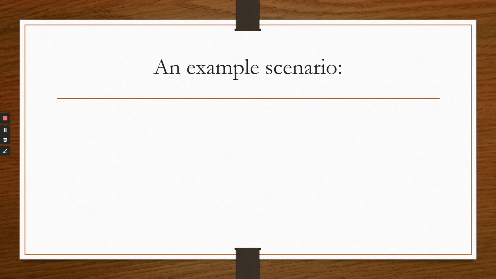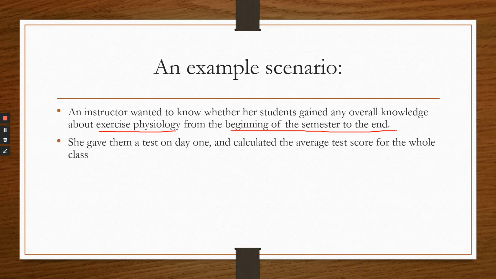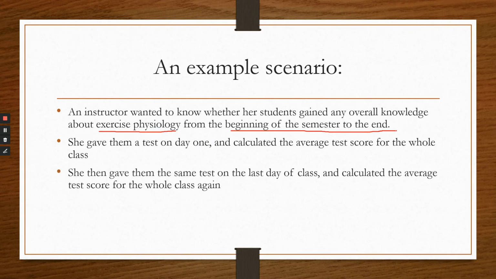Let's give you an example here. What if an instructor wanted to know whether her students got any smarter about exercise physiology from the start of the semester to the end? I actually do this in special pops. I give them a pre-test at the beginning of the semester, and then I give them a post-test to see what they've learned. So this instructor might give them a test on day 1 and calculate the average test score for the whole class. Then at the very end of the semester, she's going to give them the same test again, and again calculate the average test score for the whole class. Okay, so think about this real quick. Quick review.